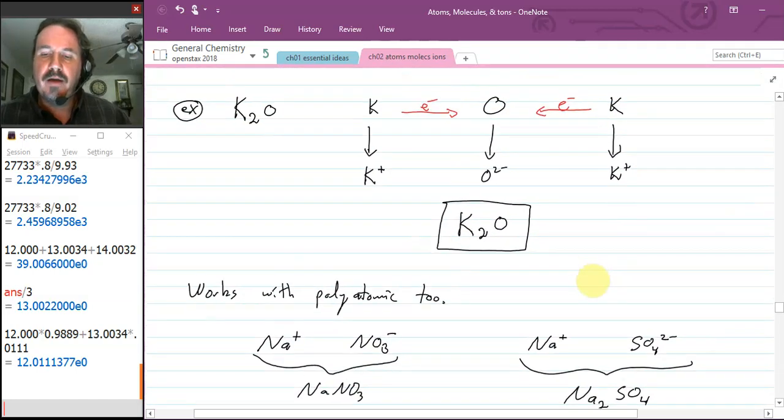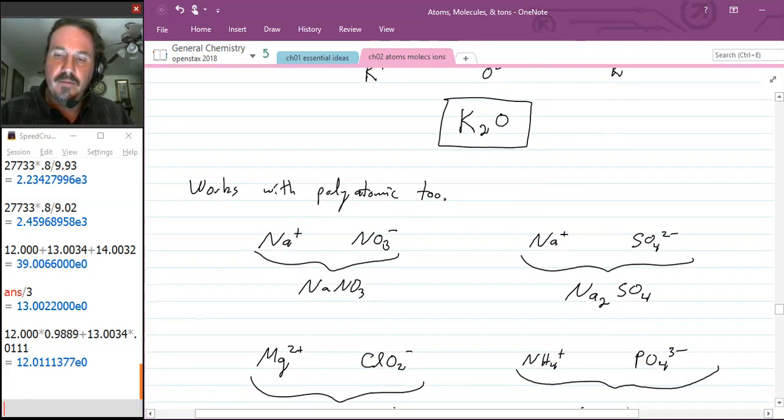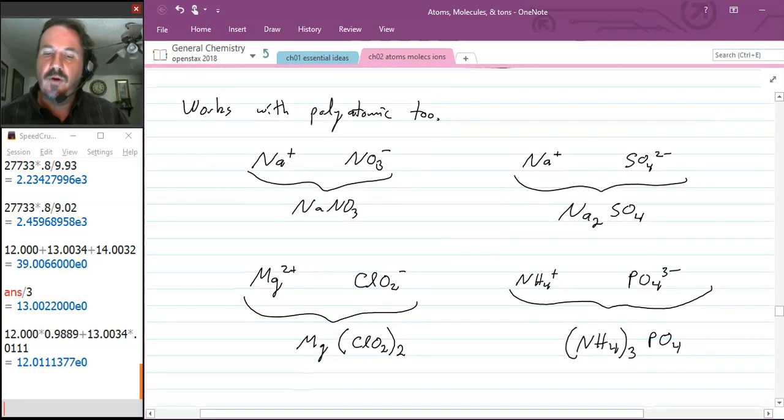You should be able to go back and forth between these. So given the elements, predict the compound and the relative number of each one, or you should be able to go backwards here and, given the compound, see the elements that they came from.